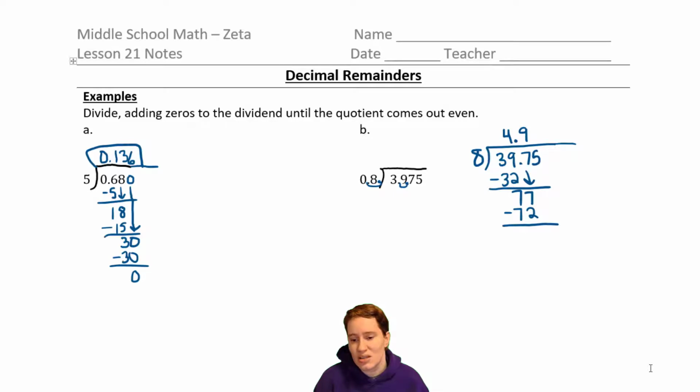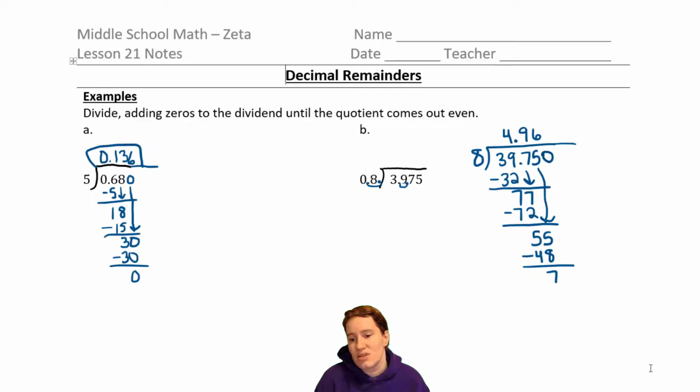8 times 12 is not 72. 8 times 9 is 72. So we get a 5 left over, and we drop down our 5. 8 goes into 55. It almost is 7, which would be 56, but not quite. So this should be a 6. So then we would do 8 times 6 is 48.